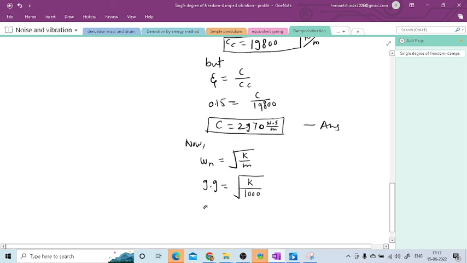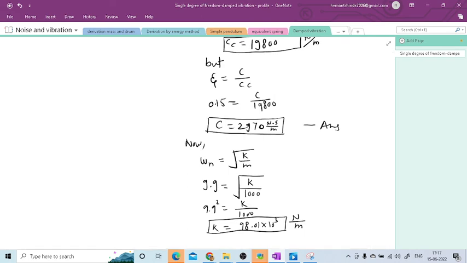So 9.9 square is equal to K divided by 1000. Now transfer this 1000 to the other side and the answer comes out to be 98.01 into 10 raised to 3. This is the stiffness of the system, and the unit of stiffness is nothing but force divided by displacement. Force is in Newton, displacement in meter. So K will be 98.01 into 10 raised to 3 Newton per meter.